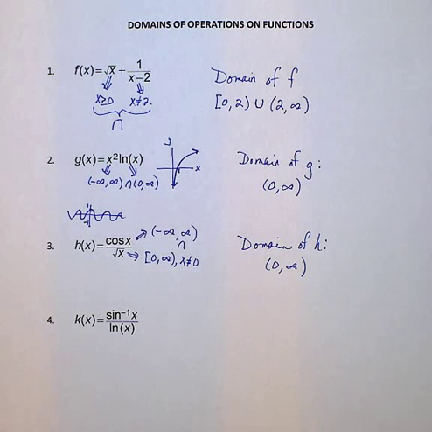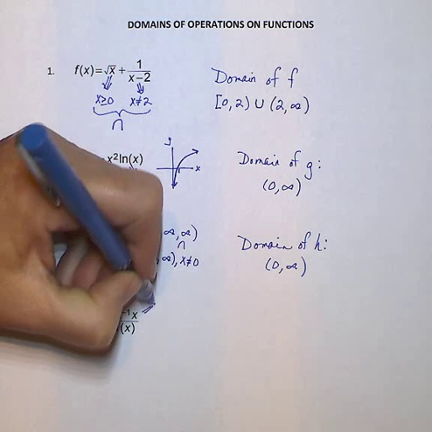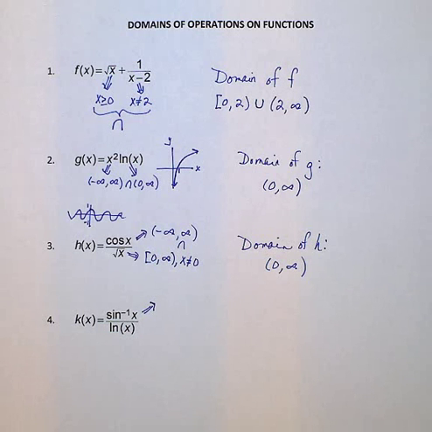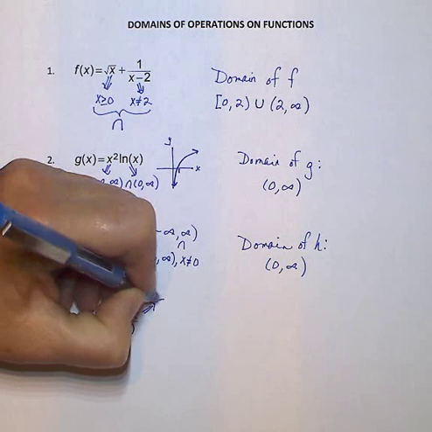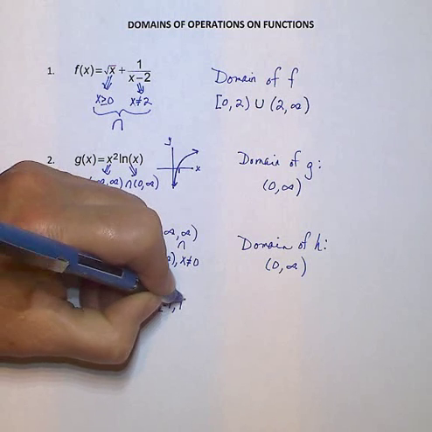Let's look at one final example. Again, let's do a quotient. This time, k of x is the inverse sine of x over ln of x. Inverse sine is the inverse of the sine function. It is the angles for which the sine has a value of x. And sine oscillates just like cosine does between -1 and 1. So the domain of the inverse sine function is the same as the range of the sine, namely closed interval from -1 to 1.